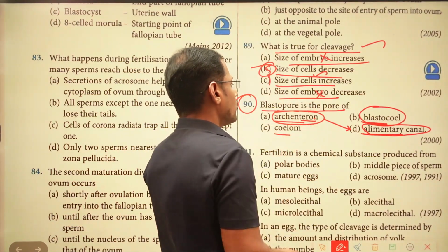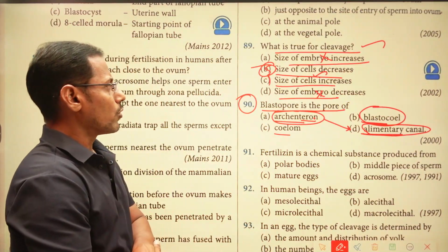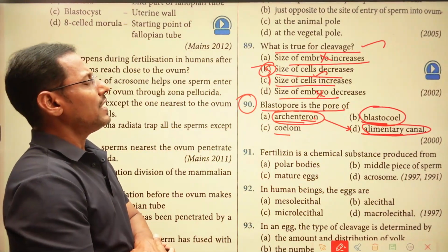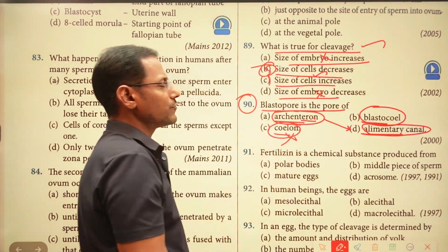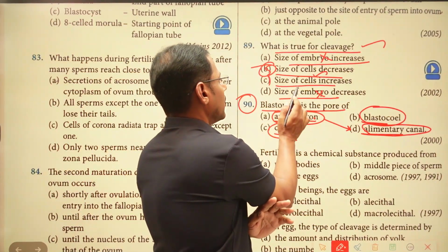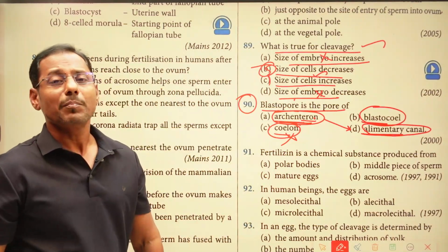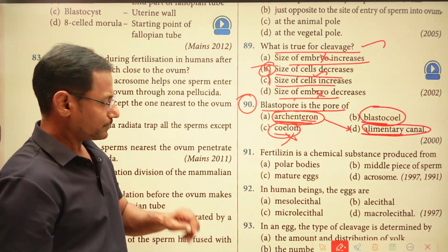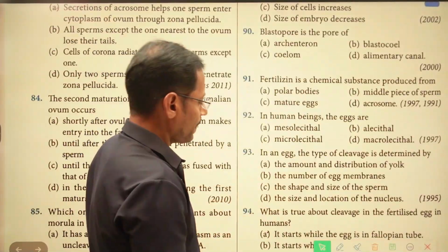So this blastopore is the pore of blastocele, right? So blastopore is the pore of archenteron or coelom. So coelom, you just forget about this one. So now here blastopore is the pore of archenteron. This is the primitive gut of the embryo, right? And let us see the 91st question.